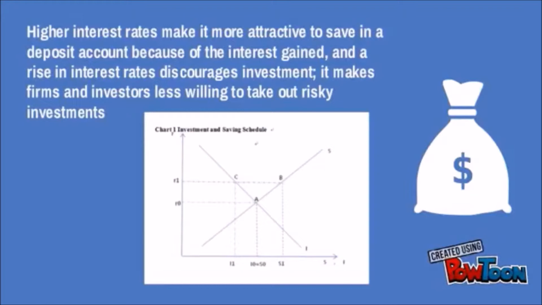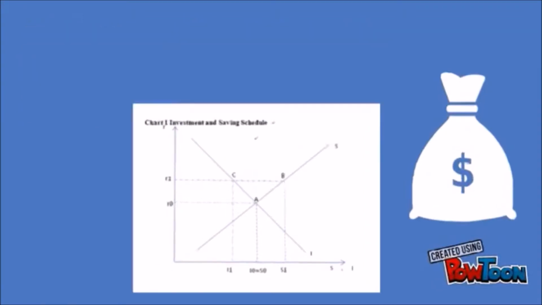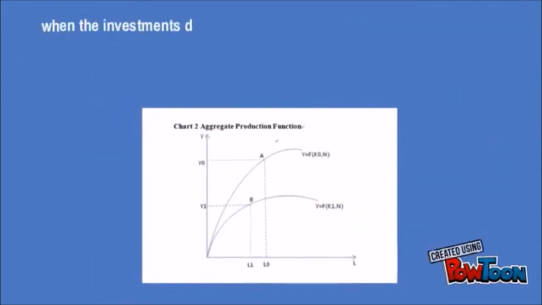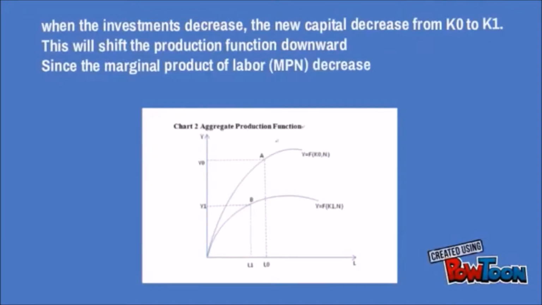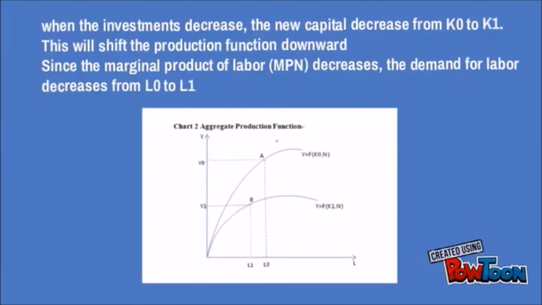decrease from I0 to I1. The new capital decreases from K0 to K1. This will shift the production function downward. Since the marginal product of labor decreases, the demand for labor decreases from K0 to K1.